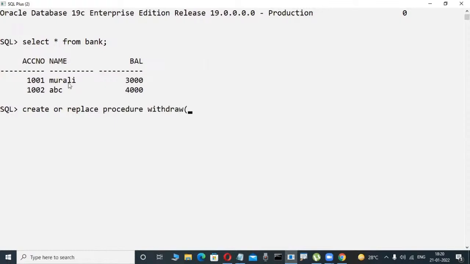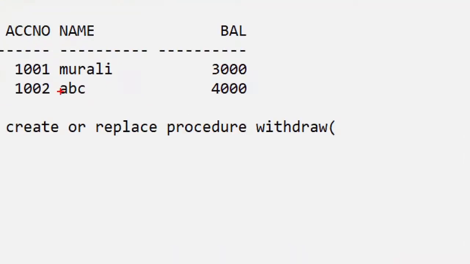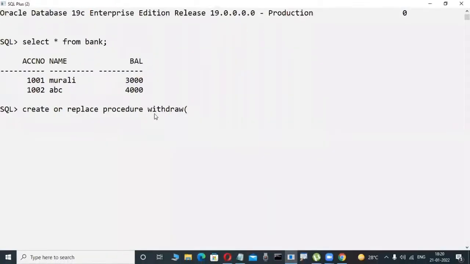Slowly observe here, this is a table. In my project, I try to implement one small scenario only, withdraw. Actually, in real time, big packages contain withdraw, deposit and all the things, but unfortunately I'm giving only a small task in a procedure. Now, create or replace procedure withdraw. I'm passing the account number and also the amount, because I try to withdraw, same as with the ATM card. Now some coding is there.